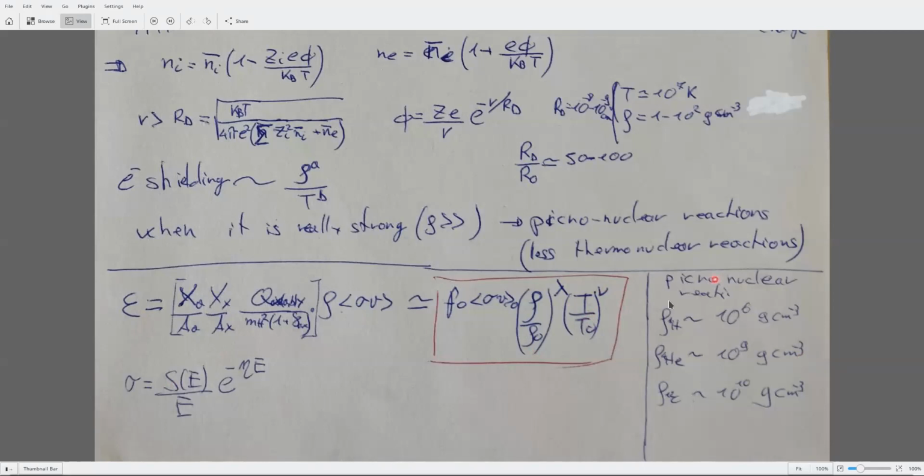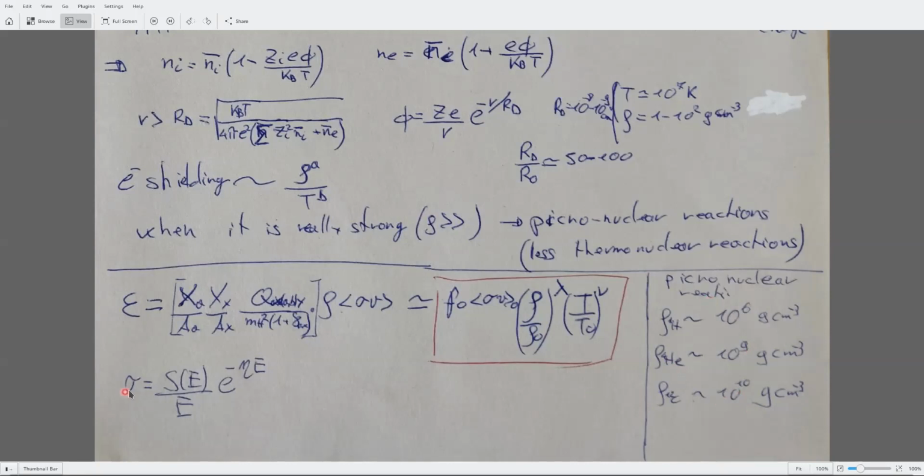For the typical nuclear reaction, usually the density to burn hydrogen is 10 to the 6 grams per cubic centimeter, to burn helium it is 10 to the 9, and carbon 10 to the 10. These are definitely high values for the density to start nuclear reactions simply by increase of density. They are packed together, so the particles start to fuse because they are really near among them.